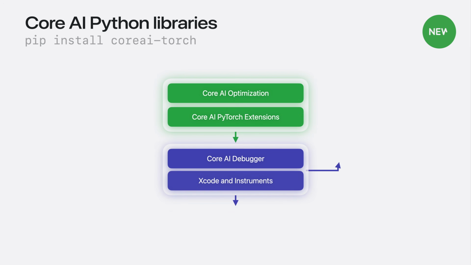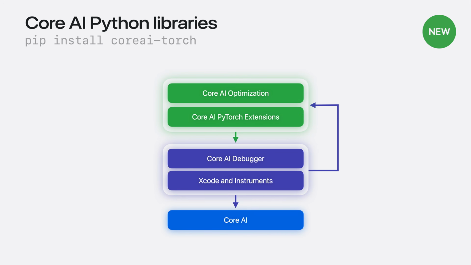The Core AI Python libraries, primarily Core AI PyTorch extensions, are your entry point into the ecosystem. Installation is simple with pip install Core AI Torch. This installs both the Core AI package and the Core AI Torch library building on top of it. You hand Core AI Torch a PyTorch exported program and it converts directly to a Core AI model. It supports advanced features that let you tailor the Core AI program to your exact use case.